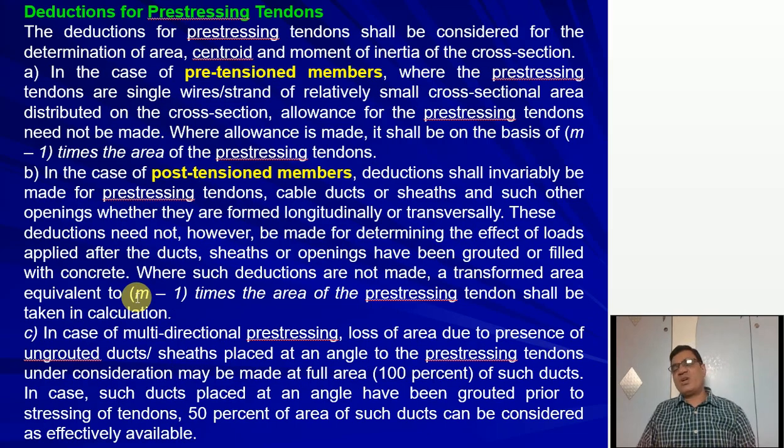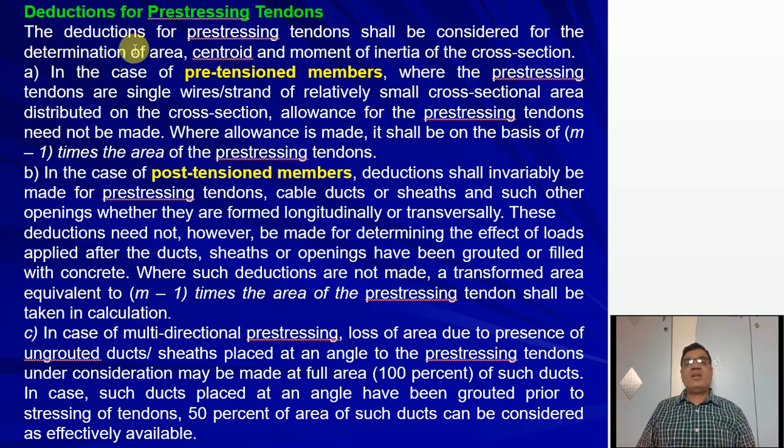Now, one more very important part is related to deductions for pre-stressing tendons. Because when individual tendons are provided, there is no problem. But when ducts are provided with some diameter 70 to 100 mm or even more than that, then there is a question whether to reduce that area or not. So some points are given related to this.